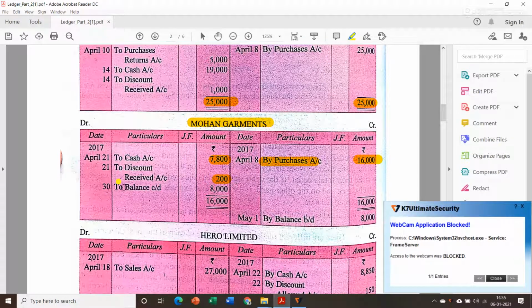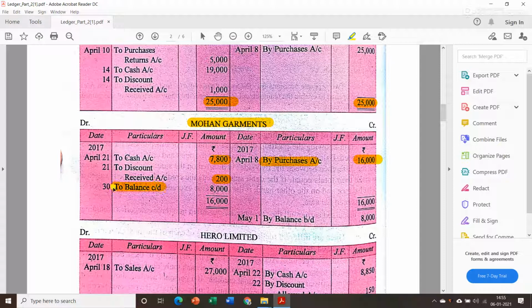So that 8,000 will become balance carried down at the last date of the month. So 8,000 we wrote in here in order to match the total of both the sides. So we have now 16,000 on both the sides. Then at the starting of the next month, this balance carried down will come in the opposite direction and it will become balance brought down rupees 8,000.